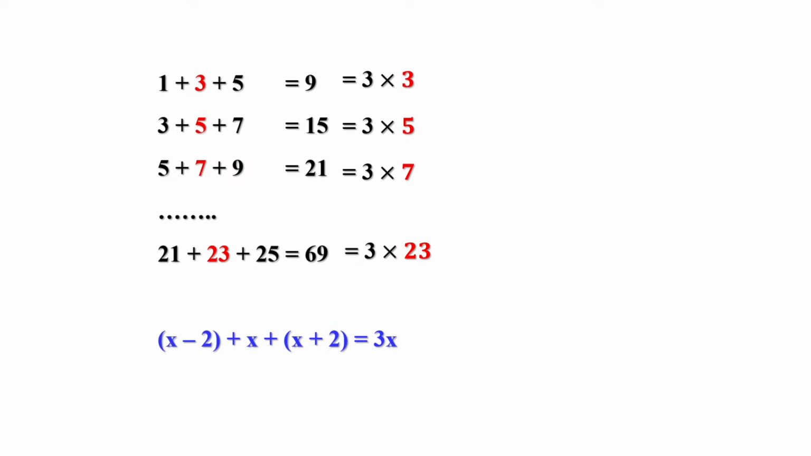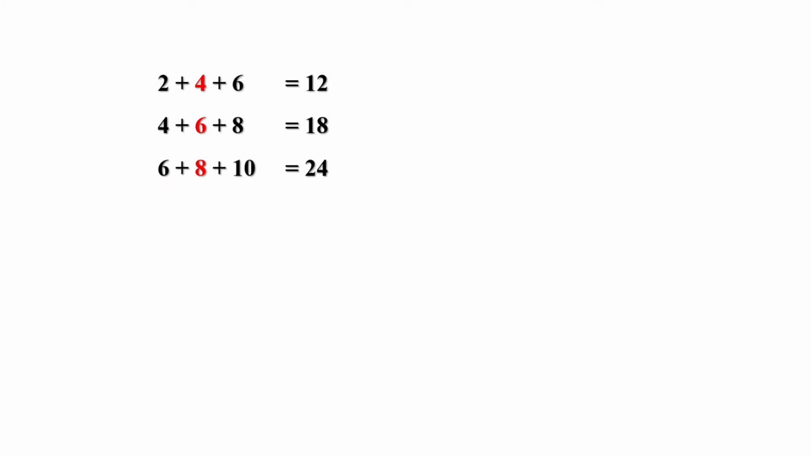Now let us take three consecutive even numbers. 2 plus 4 plus 6 is 12. 4 plus 6 plus 8 is 18. 6 plus 8 plus 10 is 24. Can you see the same relationship here? 12 is 3 times 4. 18 is 3 times 6. 24 is 3 times 8.